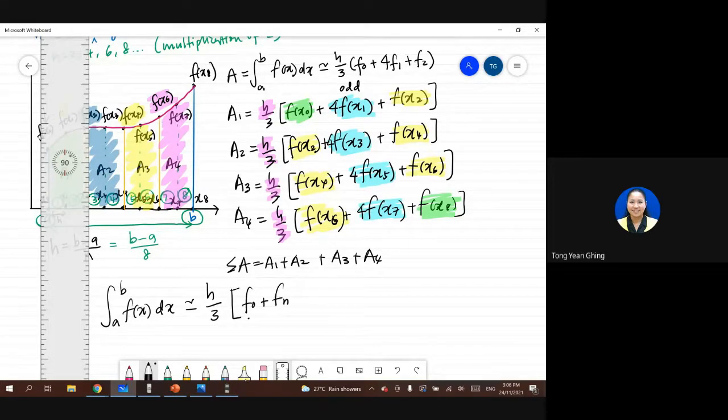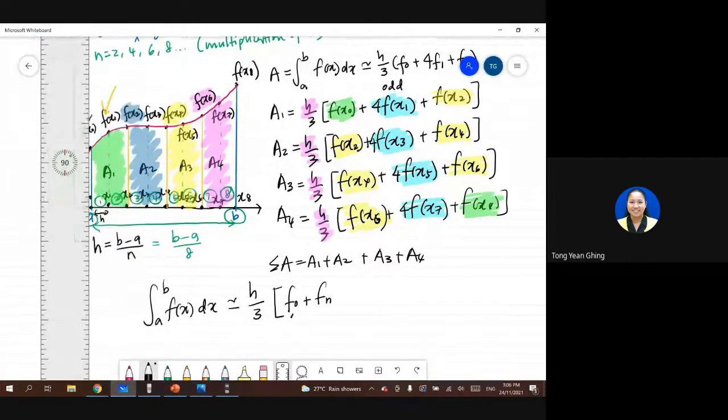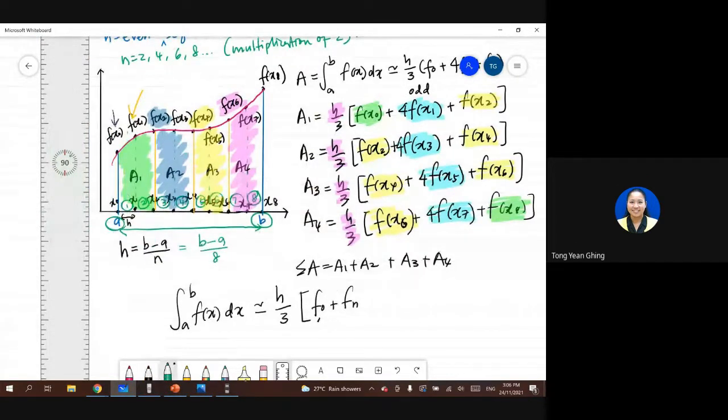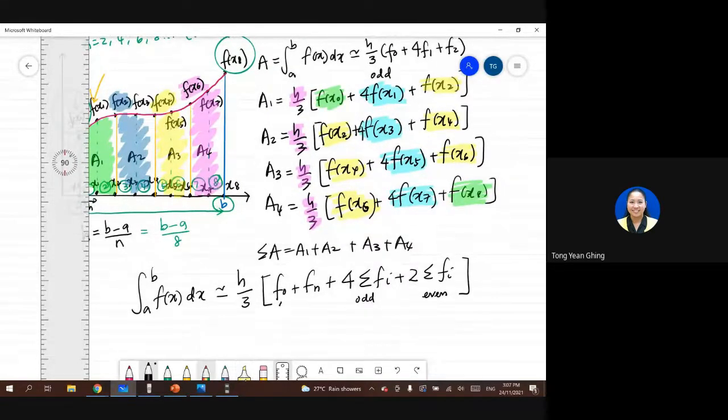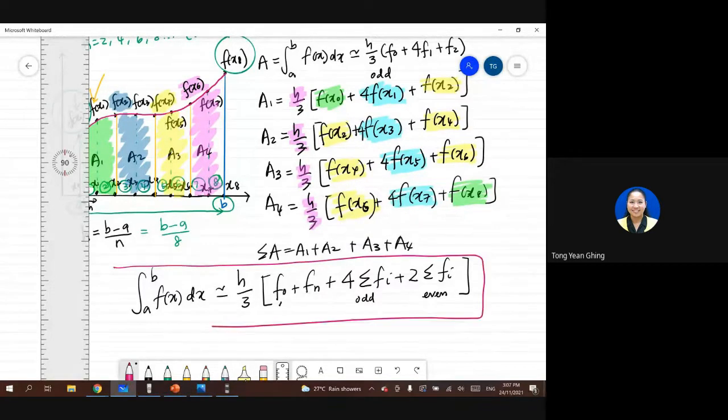Yang pertama, the first, this value and this value, okay, plus with 4 times summation of fi for the odd number plus with 2 times the summation of fi even number. Macam tadi saya terang tadi. So this is the equation of Simpson 1/3 rule.